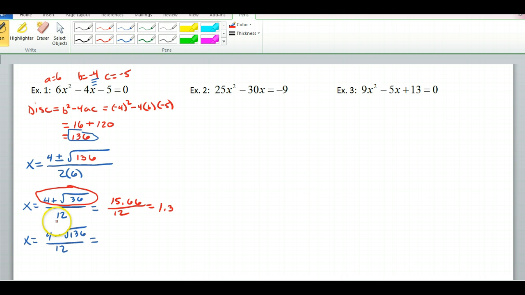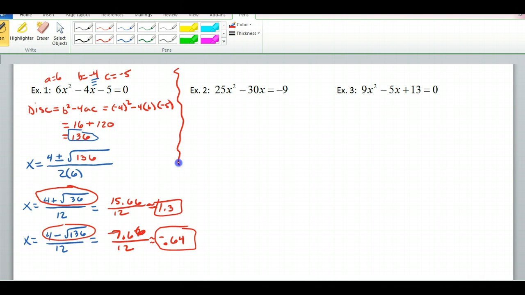For the second one, instead of adding now, I'm going to plug this numerator in. 4 minus the square root of 136. I get negative 7.66 when it's rounded, divided by 12. But don't put that in the calculator. Go ahead and just keep it stored in your calculator. Hit divided by 12, and you get approximately negative 0.64. And these would be your two solutions. Okay, so that's example 1.